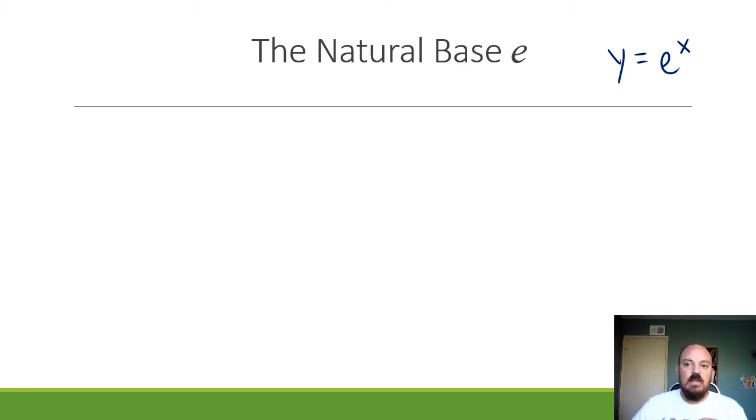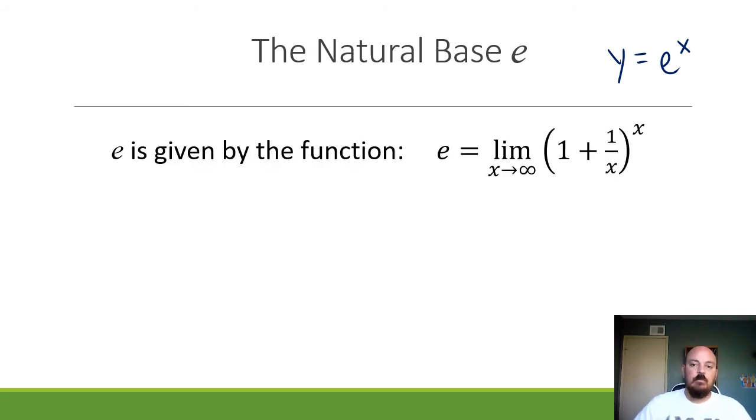So let's talk about what that number is, what it means and what it comes from. So here's the actual mathematical definition of the number e. It's a limit: the limit as x approaches infinity of 1 plus 1 over x, to the x power. Basically it's an irrational number. It's very much like pi.